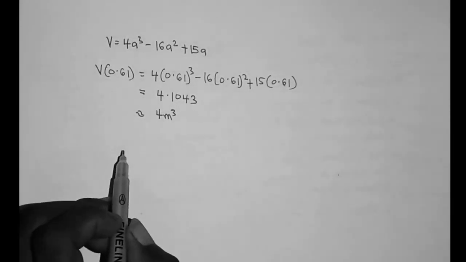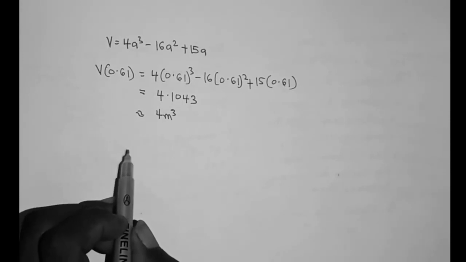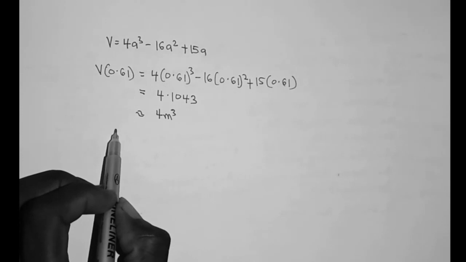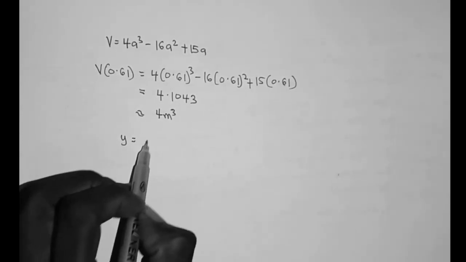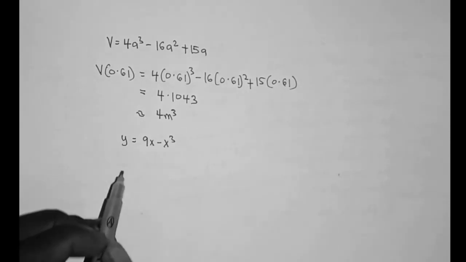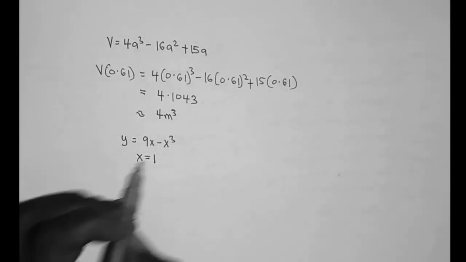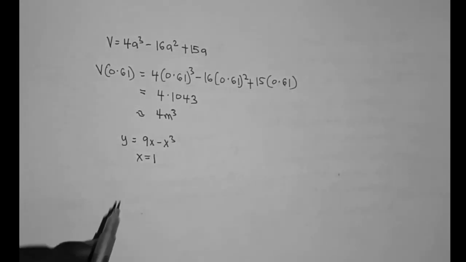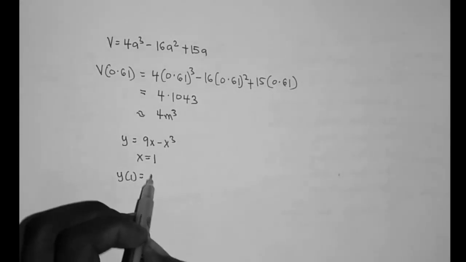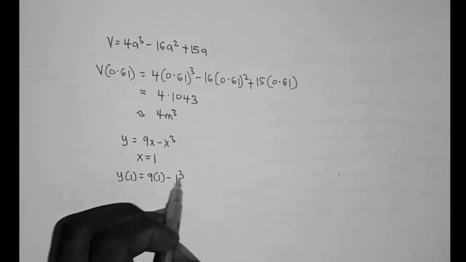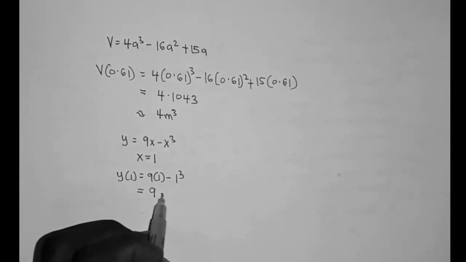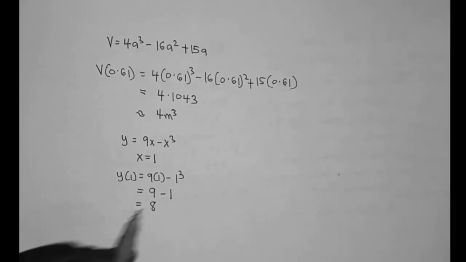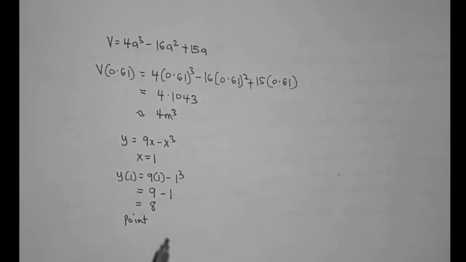Now, the second part of the question says we should find the equation of the tangent to the curve y equals 9x minus x cubed at the point where x is equal to 1. So let's put x equals 1 here and find the y component. y of 1 is equal to 9 times 1 minus 1 cubed. 9 times 1 is 9, minus 1 cubed is 1. So y equals 8. And therefore the point at which the tangent touches the curve is (1, 8).